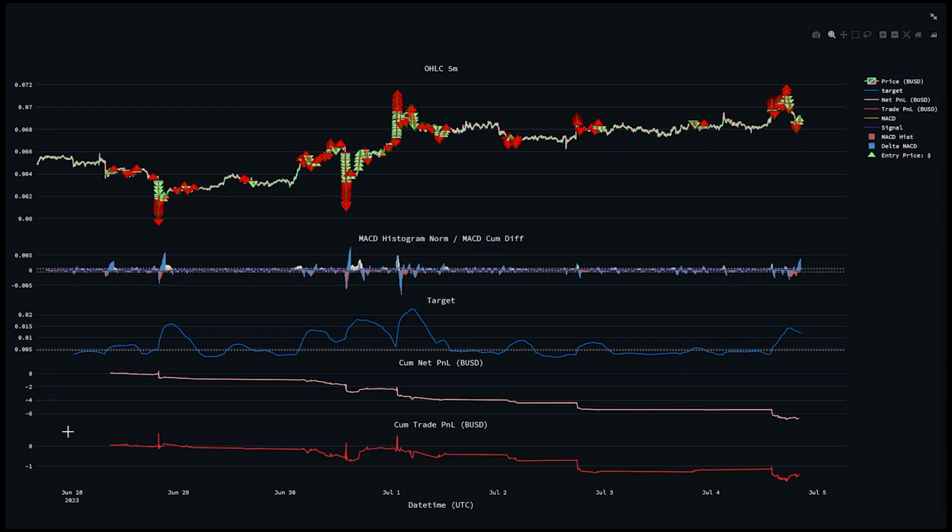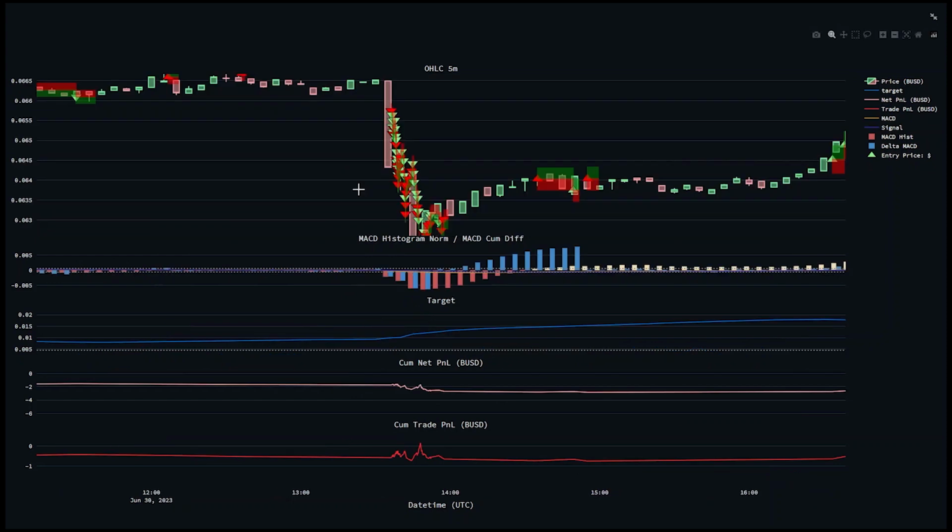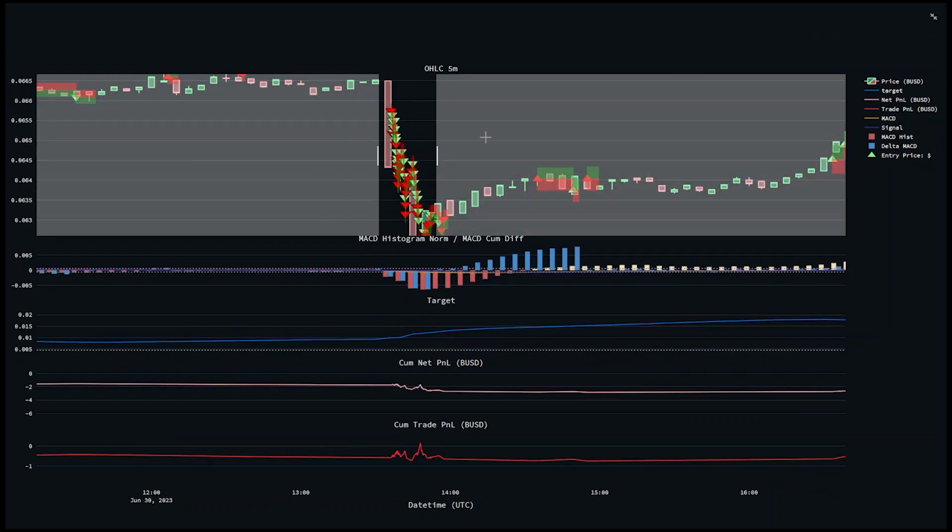If we compare the net P&L with the trades P&L, we can see that the more painful losses were fees. And that's because the positions we open in strong price movements are too small. Thus, they are highly sensitive to micro price fluctuations.